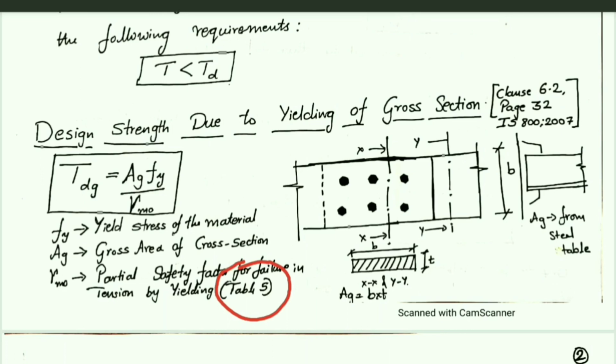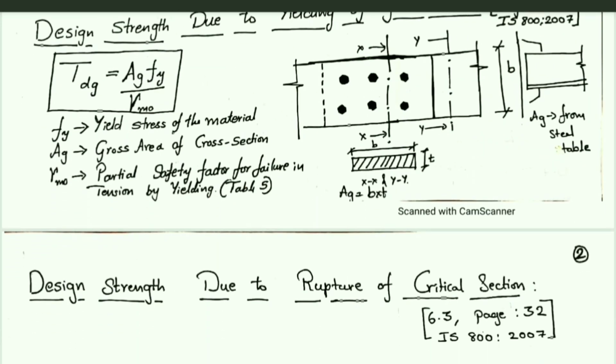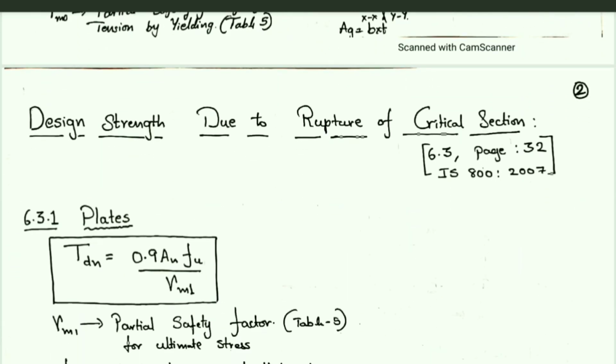For any angle, AG, if you take a rectangular plate, AG will be equal to the width of the plate into thickness. And if you take an angle section, AG will be directly obtained from the steel table. Okay, next let us go for the design strength due to rupture of critical sections.